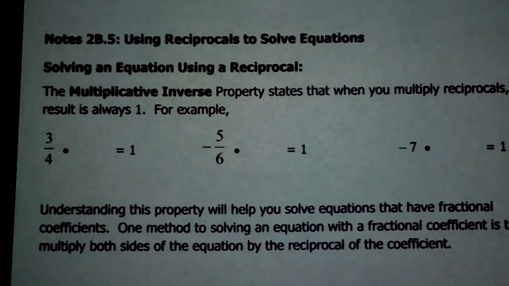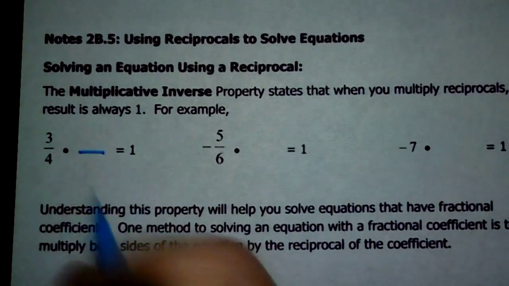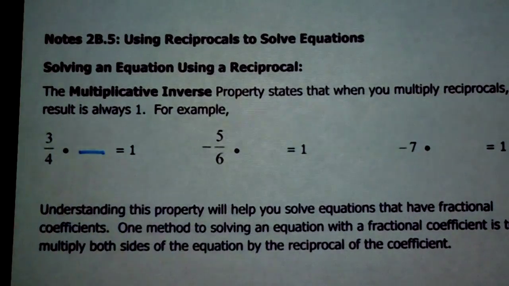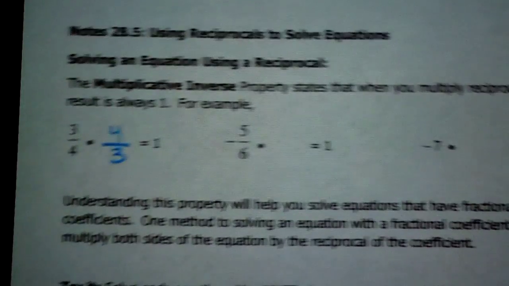Anyway, the multiplicative inverse property says that when you multiply reciprocals, you always get 1. Okay? So for example, if you take 3/4 and you multiply it by its reciprocal, which is 4/3, you end up getting 1.